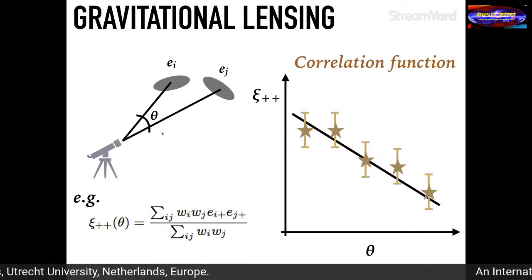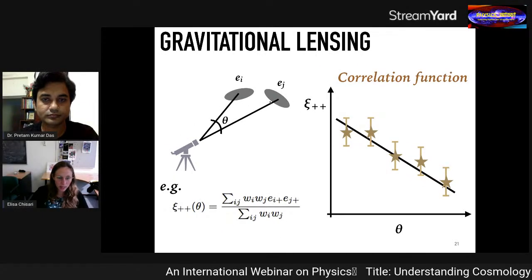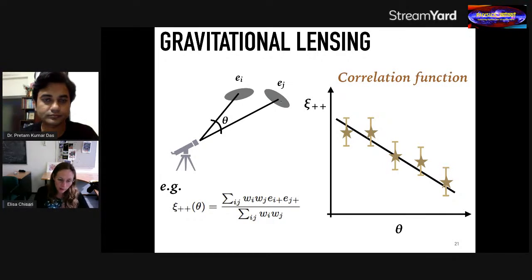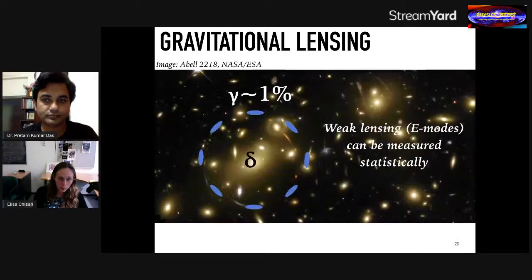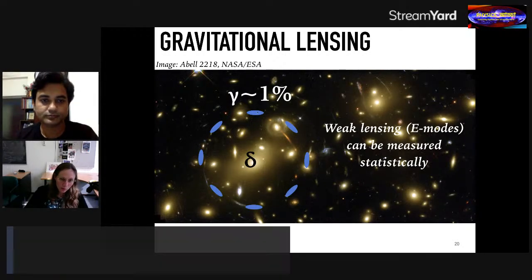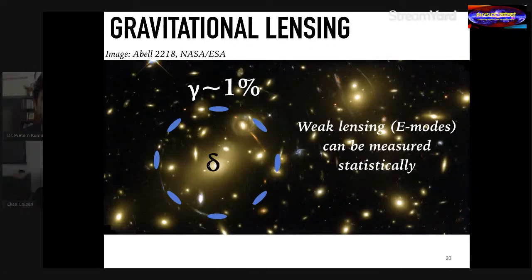So the patterns that we're looking for are relations between these two galaxy shapes. So we're asking the question, are two galaxies that are next to each other, for example, are their shapes connected? And the reason for doing that is that if we go back to this image, we can see that the shape of this galaxy is going to be connected to the shape of this galaxy. Why? Because both of them are being deflected by that same density contrast.